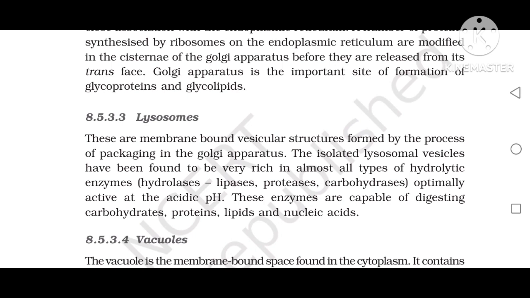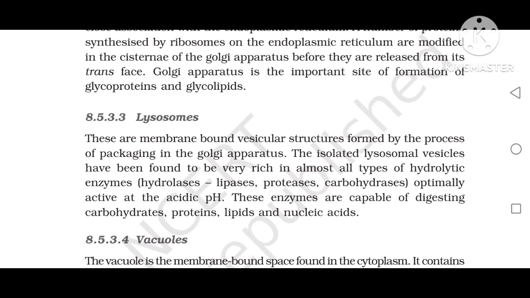Important points: lysosomal vesicles are very rich in almost all types of hydrolytic enzymes like hydrolases, lipases, proteases, carbohydrases, optimally active at acidic pH.